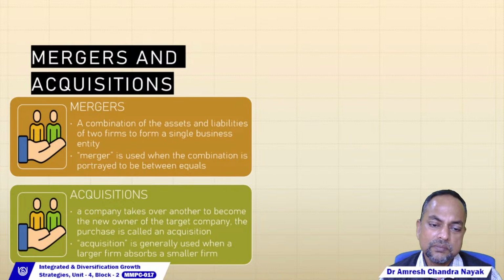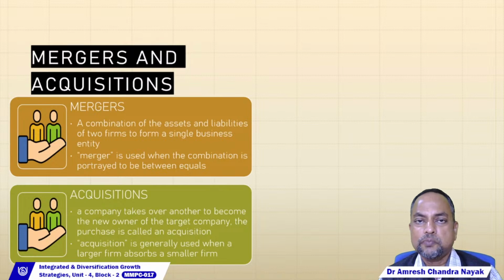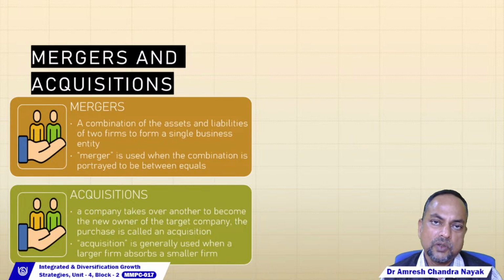But whereas in acquisition, we say that a stronger player is taking over a smaller or weaker player, right? So here only the purchasing organization would be the new owner of the organization itself, right? But normally, the difference you can see is that mergers do happen among equals, while acquisitions do happen as larger firms taking over smaller firms, right?